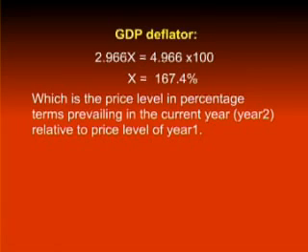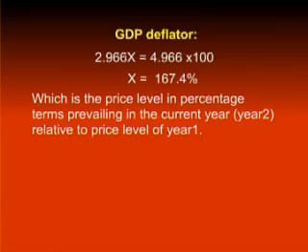Now it is very simple to construct the GDP deflator from this information. All you need to do is to set up this simple cross multiplication problem. That is, 2.966 corresponds to 100, then what would 4.966 correspond to? And if you do this cross multiplication, that is x times 2.966 equals 100 times 4.966, you will get x as 167.4. And this 167.4 is then the price level prevailing in the current year, that is year 2.